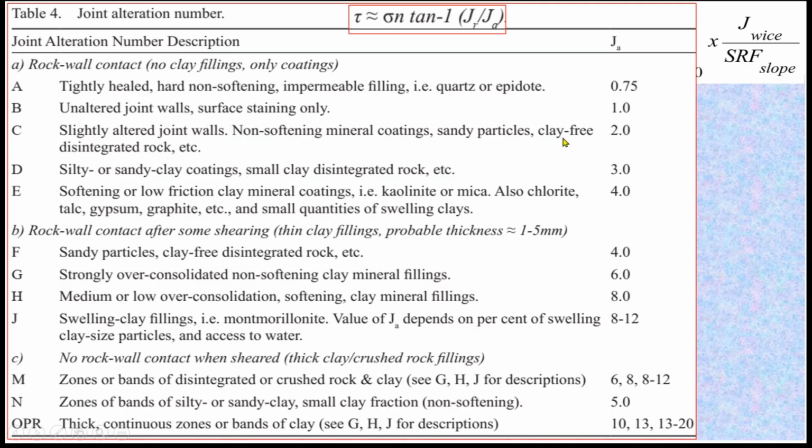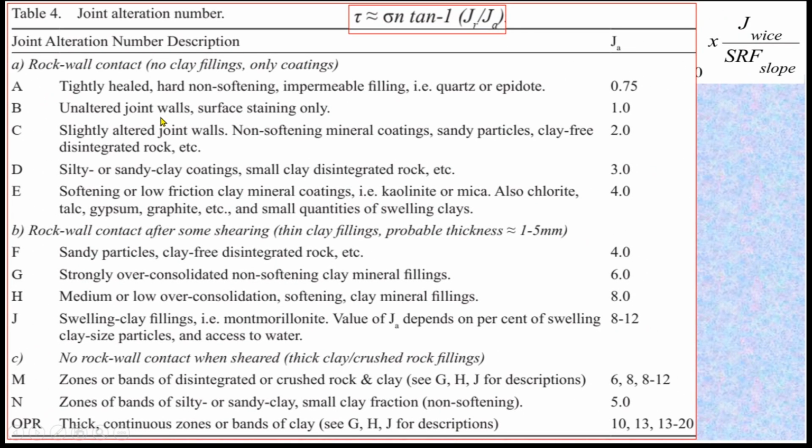So you need to observe the joint walls for set A and for set B, and then correlate it with one of these descriptions. Is it tightly healed, or unaltered? Is it a fresh wall, or slightly altered, or a silty or sandy coating? Based on the description here and your observation, you have to correlate with one of these.